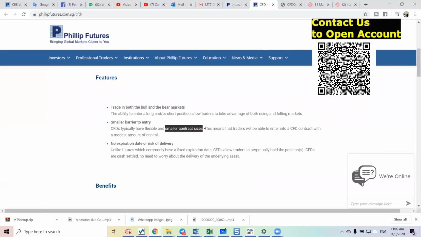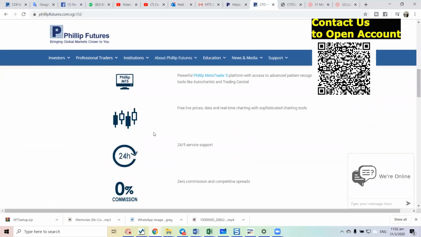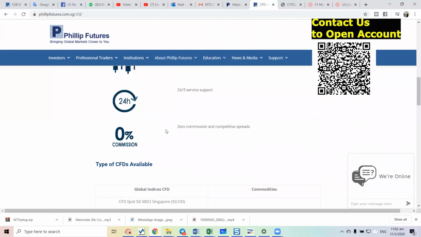If a lot of people ask what the main difference is between a CFD and a futures contract, most likely it is the contract size. Also, there is no expiry date or risk of delivery. So compared to a futures contract, a CFD is easier for a beginner. Because there's no expiry, if you want to hold longer than a futures contract, it's better to use a CFD, because most beginners do not know how to roll over a futures contract.